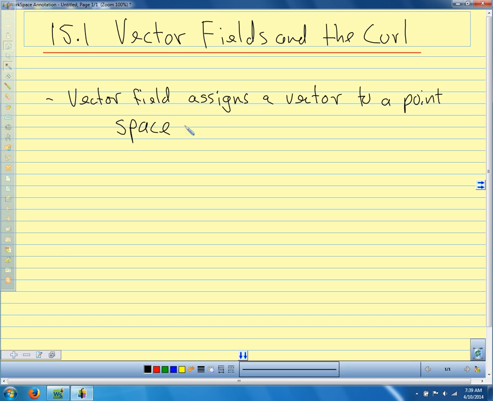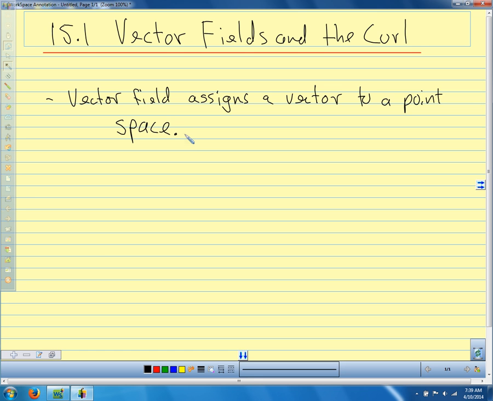Where vector fields come up often is velocity fields. So if you have, for example, a liquid that's moving around, you can assign a velocity vector to every point in that liquid. So every point in that liquid is going to have a velocity vector. With a magnetic field, you have a field vector assigned to every point in space. Same with a gravitational field. You have a vector assigned to every point in space that has to do with the gravitational field. So those are some examples of vector fields.